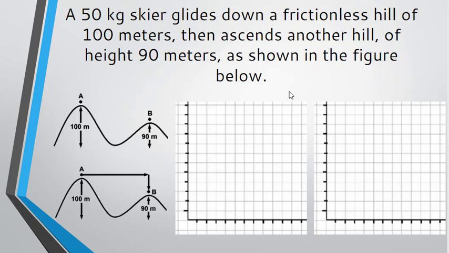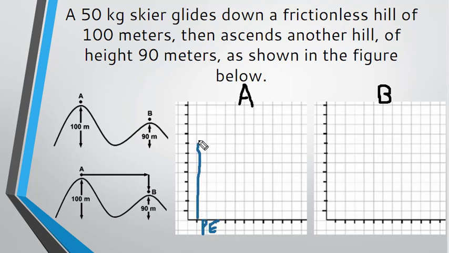So let's try one of these out. A 50-kilogram skier glides down a frictionless hill of 100 meters, then ascends another hill of a height of 90 meters, as shown in the figure below. We're going to graph at point A that 100-meter hill, and at point B that 90-meter hill. Remember, potential energy, or gravitational potential energy, is the energy due to position or height.